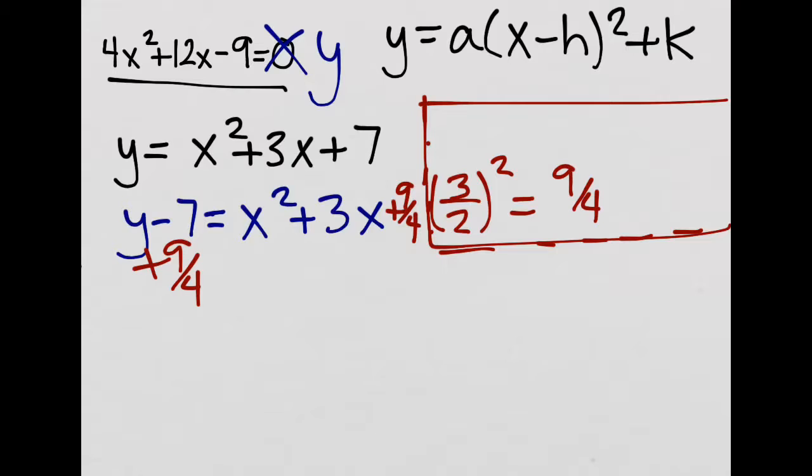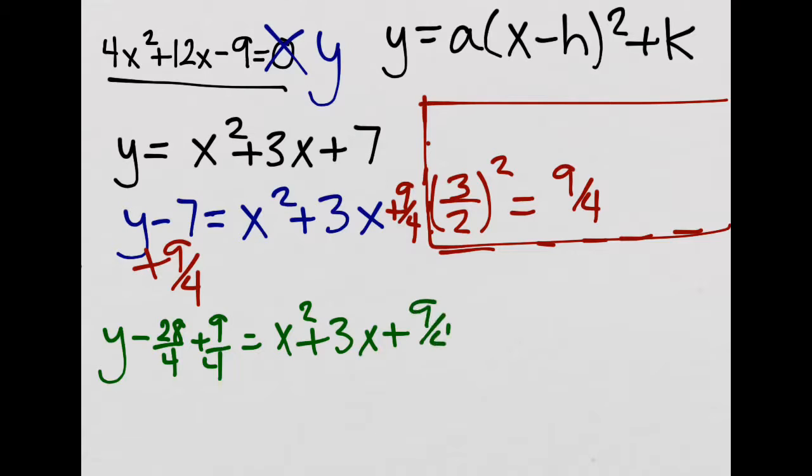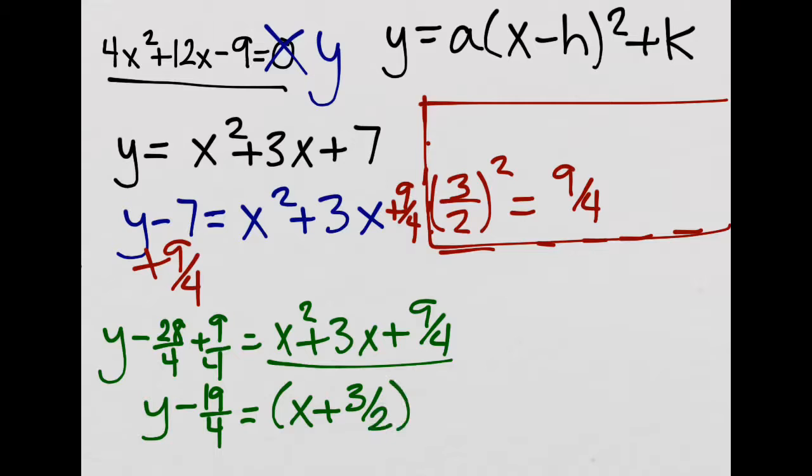Okay, so let's see, -7, if we times that by 4, that is -28. So that's 28/4 plus 9/4 equals our x squared plus 3x plus 9/4. Alright, so we have y minus -28 and 9 is -19/4. And then the right side should factor into a perfect square, which it does. So x plus 3/2 squared.